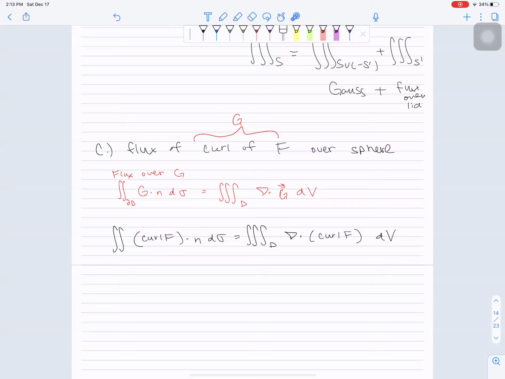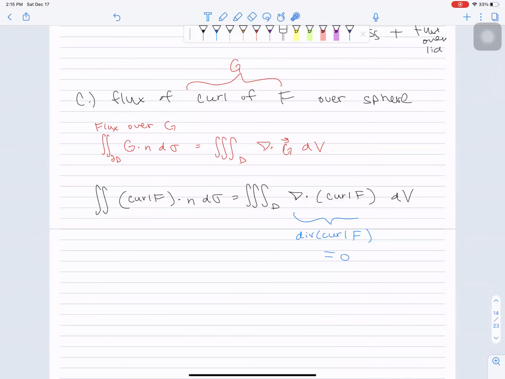Okay, so what is the divergence of curl? It's 0. So we get this exact answer, 0. So why would you not do Stokes for this? You wouldn't use Stokes because we have a closed 3D shape, and if you have a closed 3D shape, that means you should use Gauss's theorem.